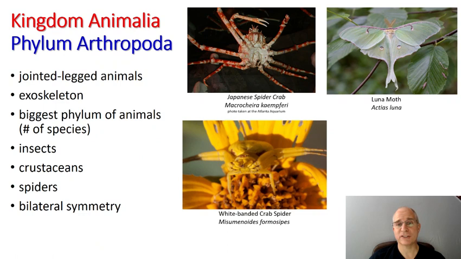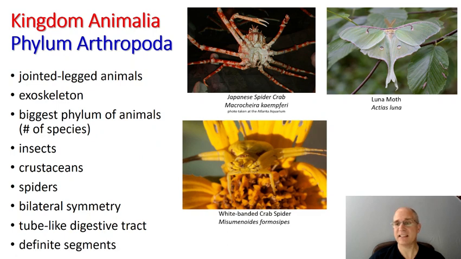Arthropods are going to have bilateral symmetry. You can divide them into left and right. They're going to have tube-like digestive tracts and definite segments.